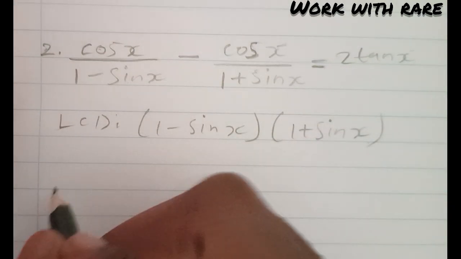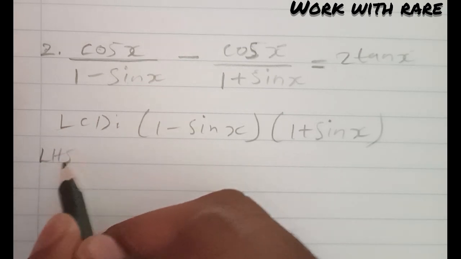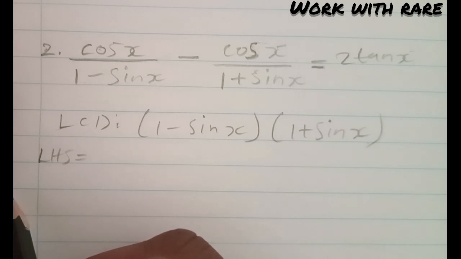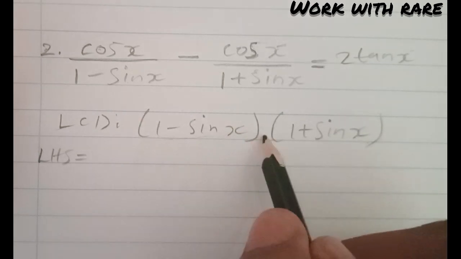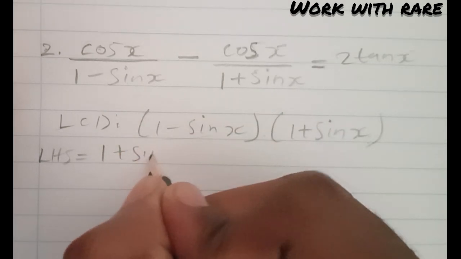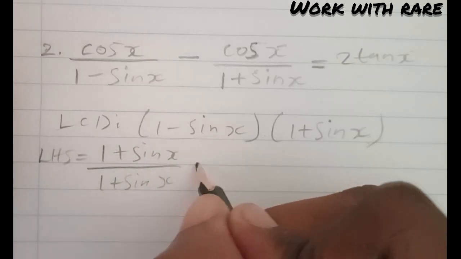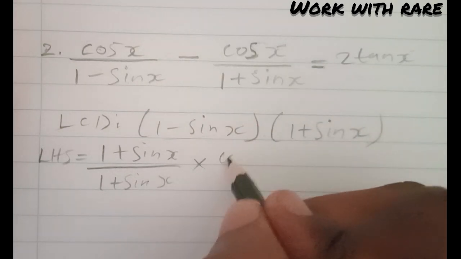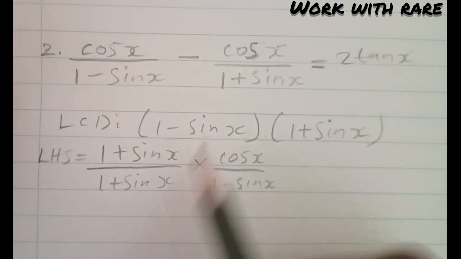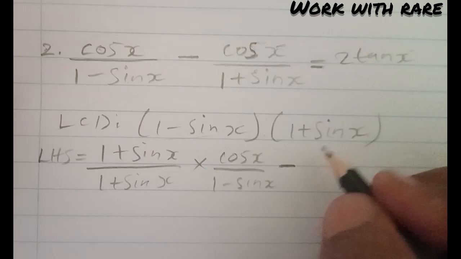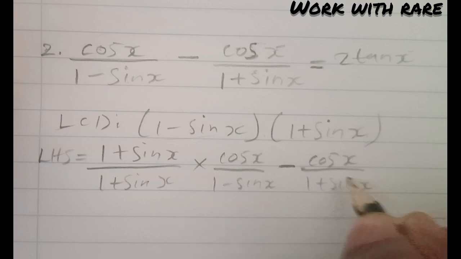Remember this is my left hand side. I won't use this, but I will use this. So I'll say 1 plus sin x over 1 plus sin x multiplied by cos x over 1 minus sin x, minus, remember I have minus, cos x over 1 plus sin x.